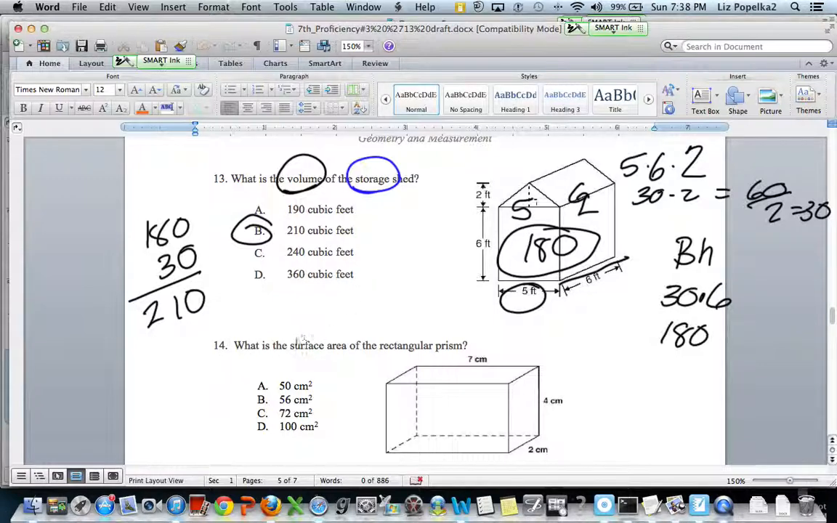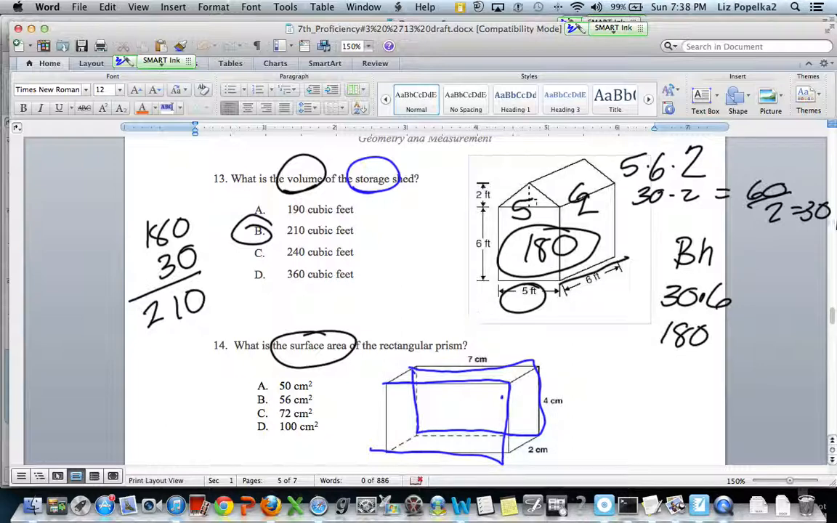For number 14, the next one that we need, it's asking us for the surface area, which means we need to find the area of each of the sides and then add it all together. And at least it's a rectangular prism, so that's kind of easy because the front is going to be the same as the area for the back, and then the sides are going to be the same, and then the top and the bottom are going to be the same. So really, we only have to figure it out once and multiply it by 2. So let's figure out the area of the front first, and if this is 7, that means that this is 7, which means that this is 7.